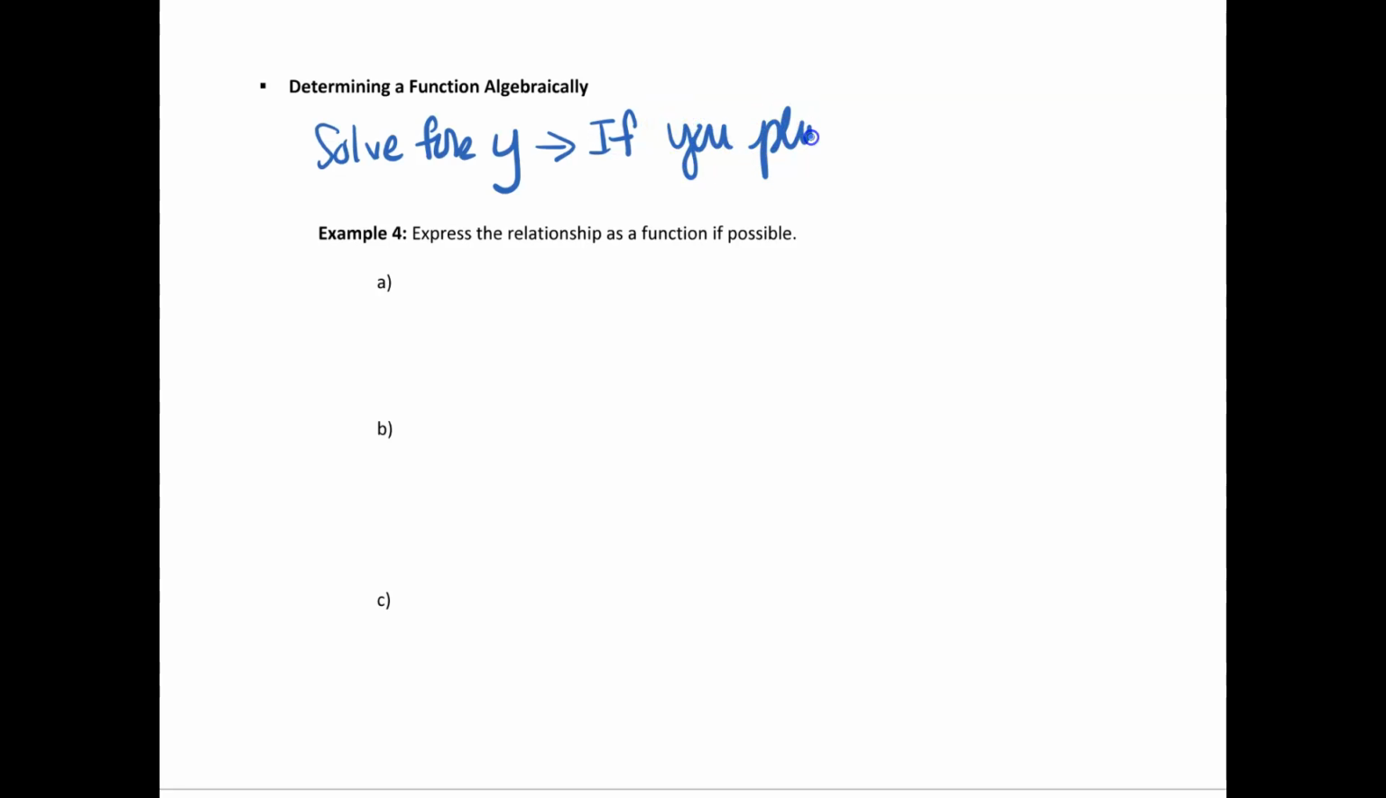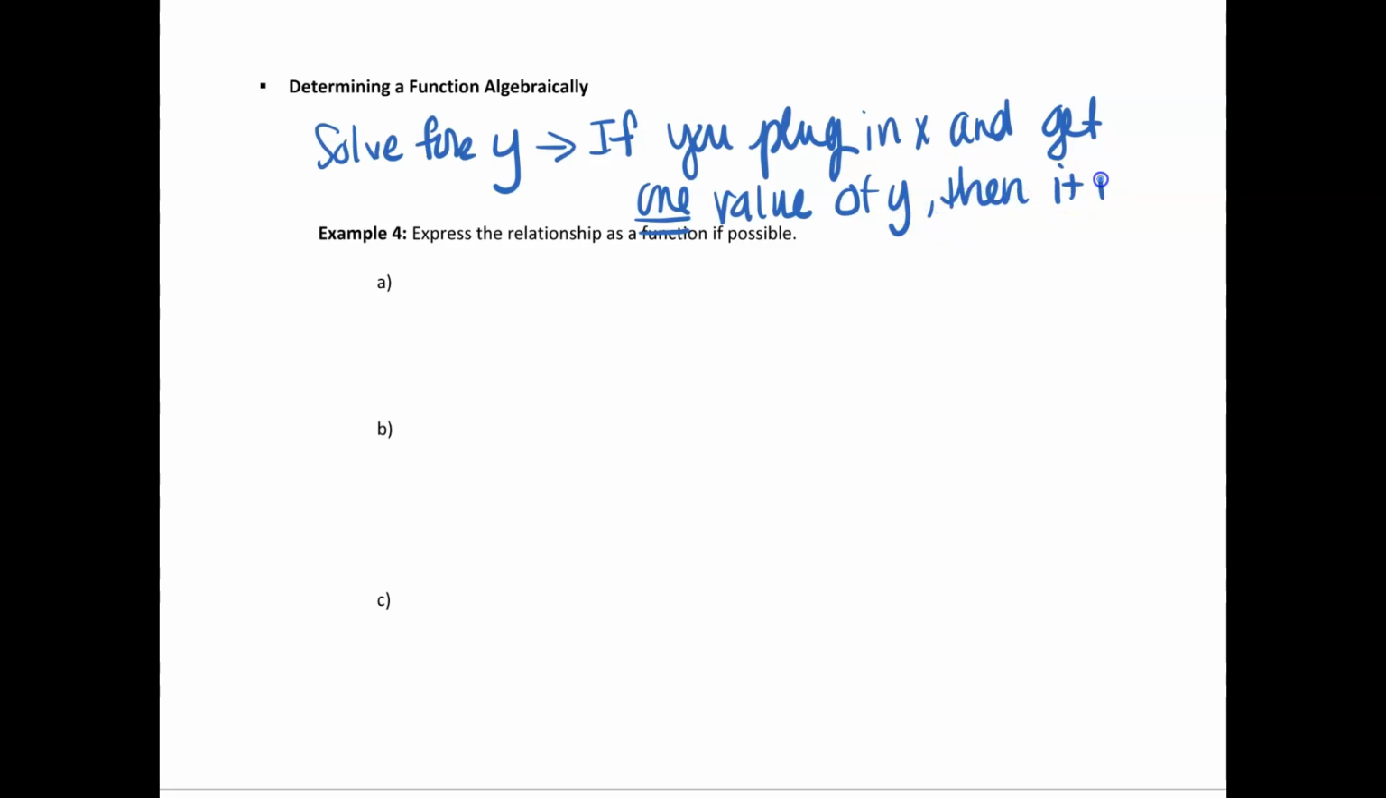And so now let's look at determining a function algebraically. So what you want to do is solve for y, and if you plug in x and get one value of y, then it is a function. Because remember, this input only goes to a single output.